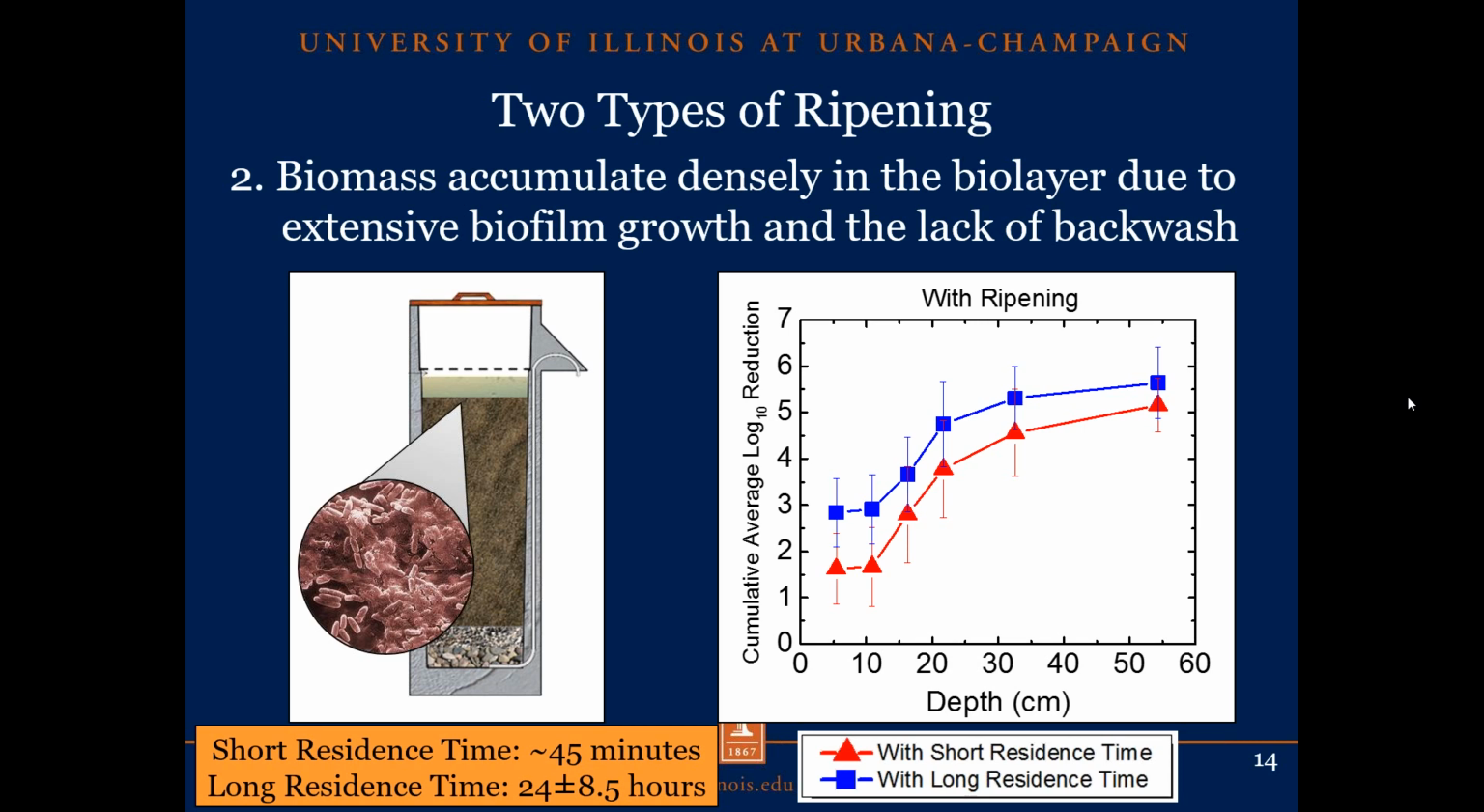One of the most important findings in the study is that filter ripening is essential for high removal of viruses. There are 2 types of ripening that occur in the filter. The first one is that biofilms develop around individual sand particles throughout the filter.